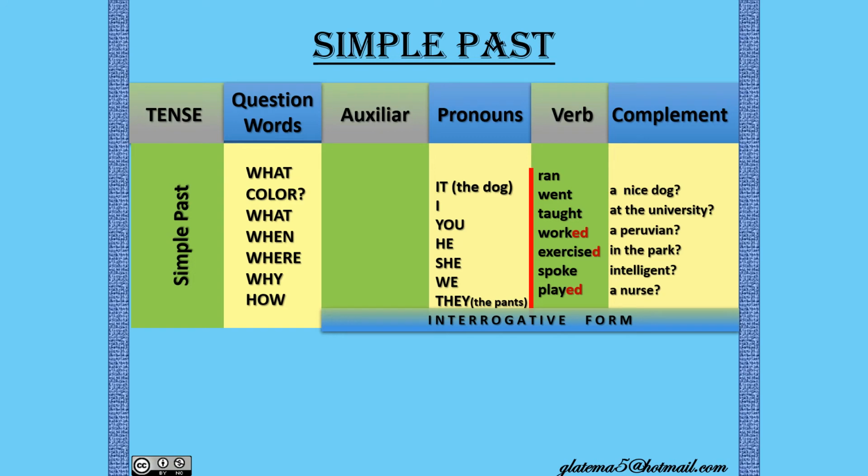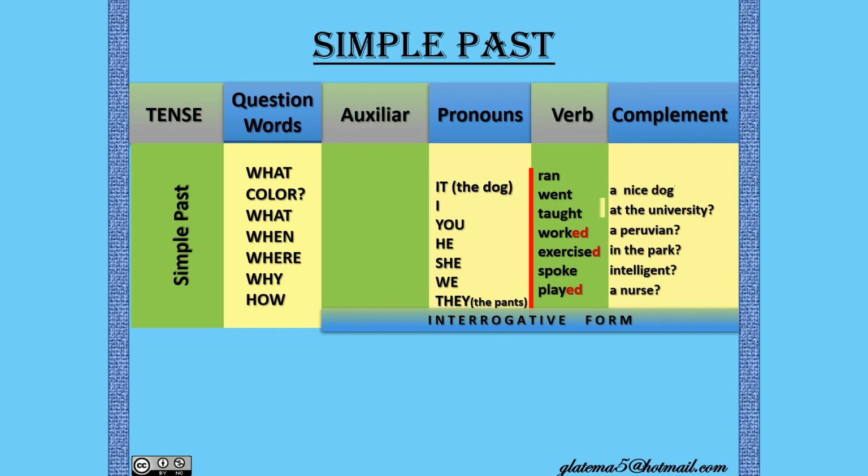So here we have, it ran in the park. He worked at the university. So the verbs in past tense are divided into regular and irregular verbs. Okay? Regulars are those that you add the d or ed. Here I put the ed or d in red. And the other verbs change the writing. For example, if I use the verb go, in past is went, teach, taught, speak, spoke, okay?